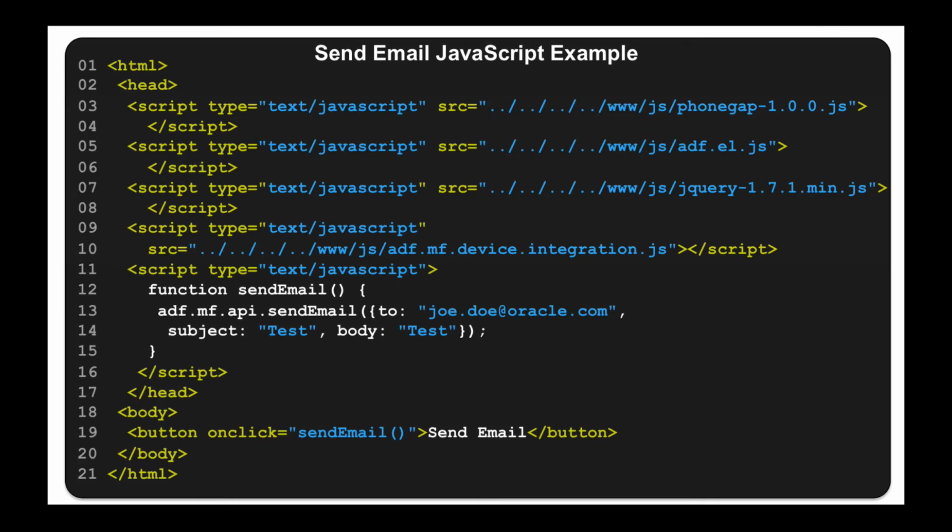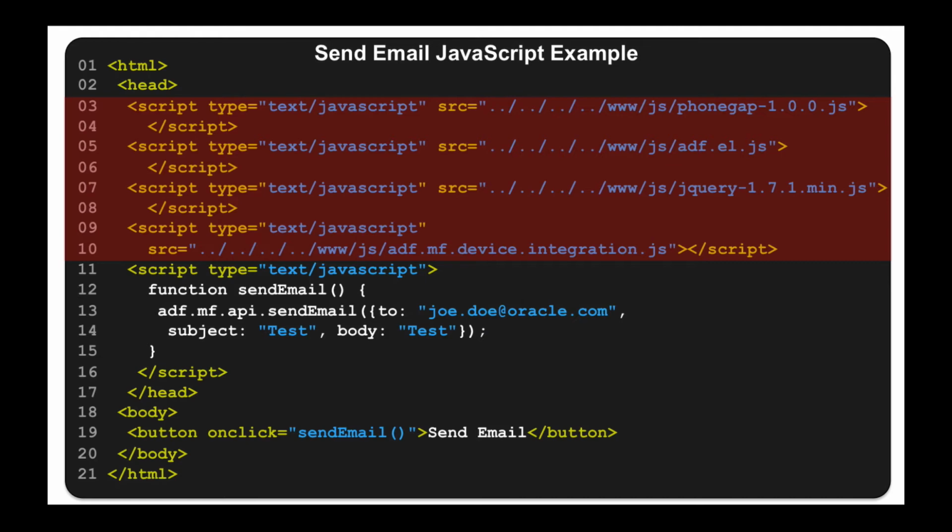So what we have in front of us here is a JavaScript example for sending emails. One of the very first things we need to deal with is importing the JavaScript libraries that will give us access to the send email function in JavaScript. As you can see, there are 4 libraries: PhoneGap, ADF.el, jQuery, and ADF MF device integration.